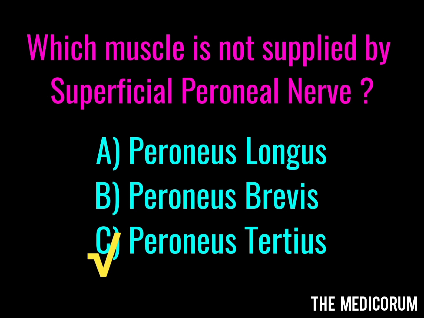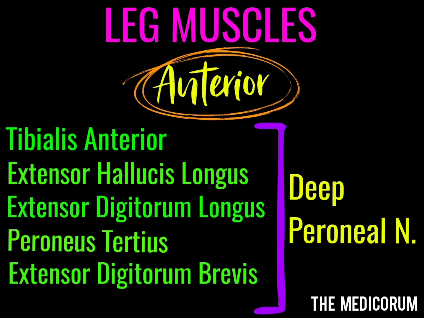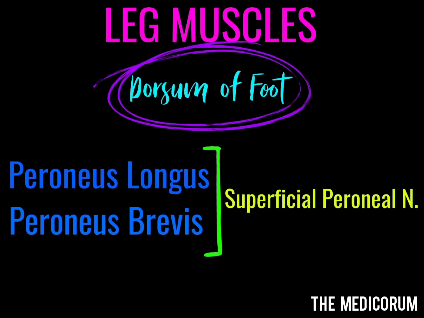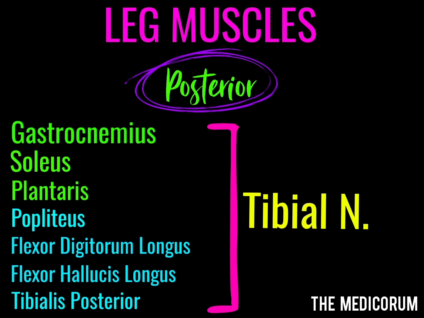Revising all the nerve supply of the leg muscles again. The muscles on the anterior compartment of the leg are innervated by deep peroneal nerve. Muscles on the dorsum of the foot are innervated by superficial peroneal nerve, whereas muscles present on the posterior side of the leg are innervated by tibial nerve.